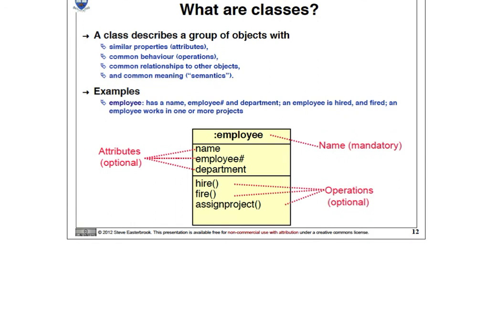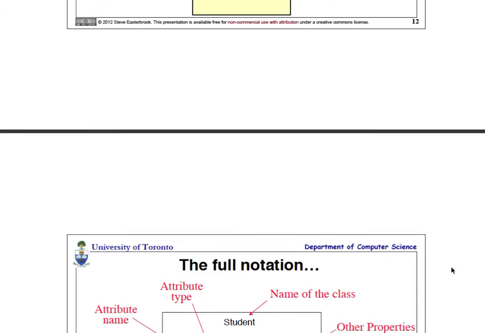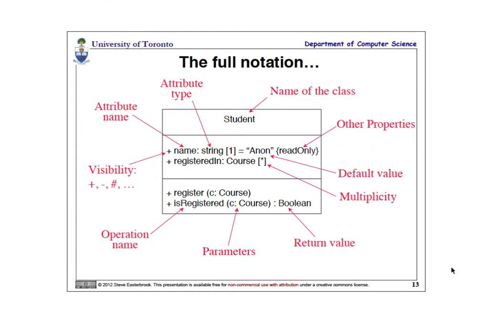So a class describes a group of objects with similar characteristics, similar operations, common relationships to others, etc. So you can see here just breaking down that box into what the different parts are. Here's an example of one with some operations in it, or some methods, if you will. So you're going to define a bunch of those for your homework assignment.